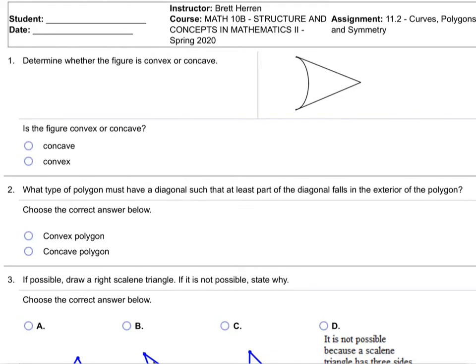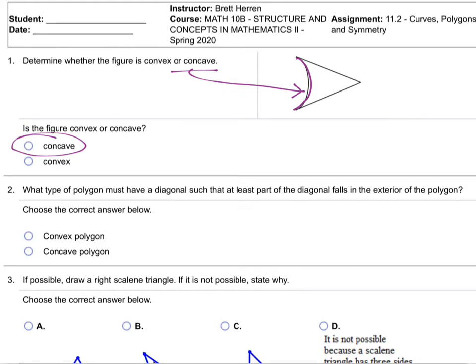Is that figure convex or concave? Remember those words? Yeah, this one goes in, so that's concave. So concave means caved in. So if something goes in, it's called concave. It caves in.